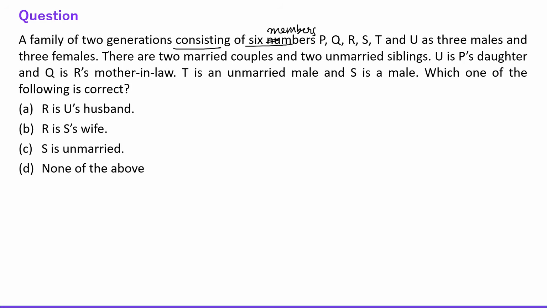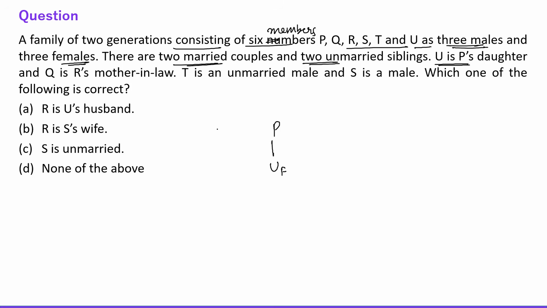A family of 2 generations consisting of 6 members P, Q, R, S, T and U as 3 males and 3 females. There are 2 married couples and 2 unmarried siblings. U is P's daughter. U is a daughter, it means U must be female.